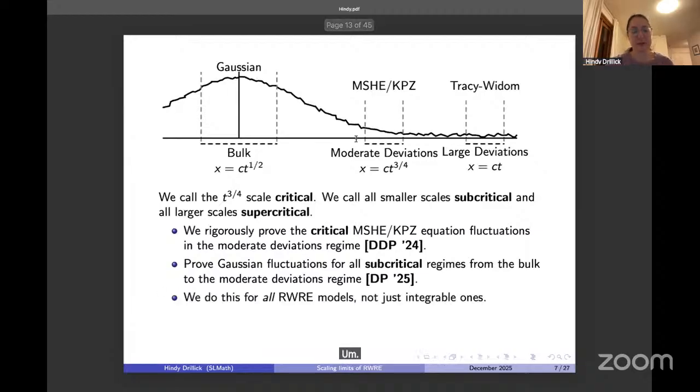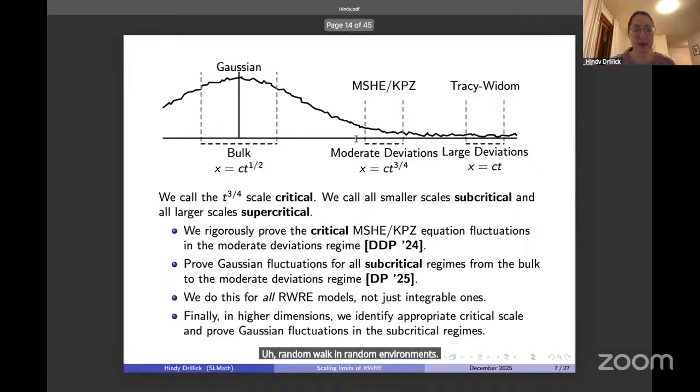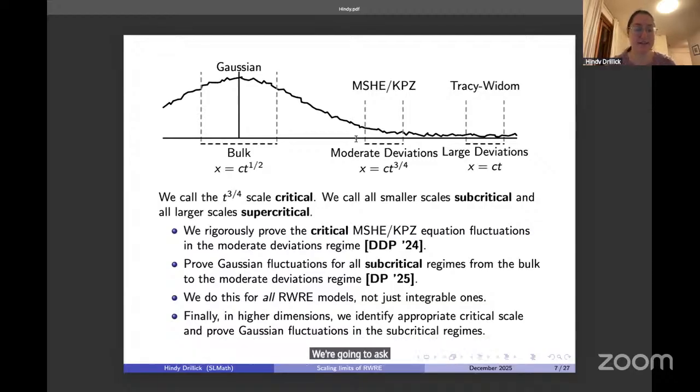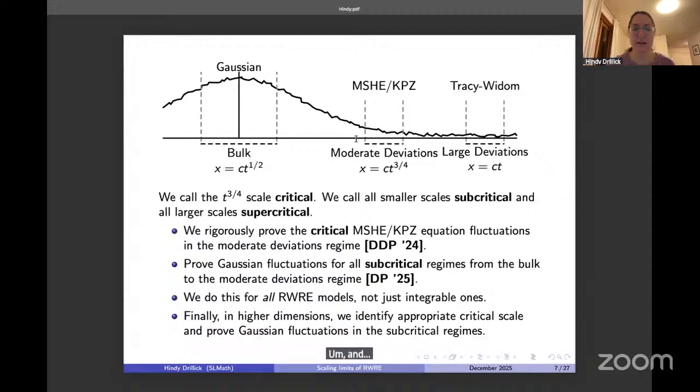Note that we're proving these results for all environments, so we're not restricting ourselves to the beta random walk in random environment. And then finally, this will be mainly the focus of Shalin's talk, we're going to ask what happens in higher spatial dimensions. So it makes sense to define the random walk in random environment in higher dimensions. And in higher dimensions, the kind of critical scaling will occur at a different location.